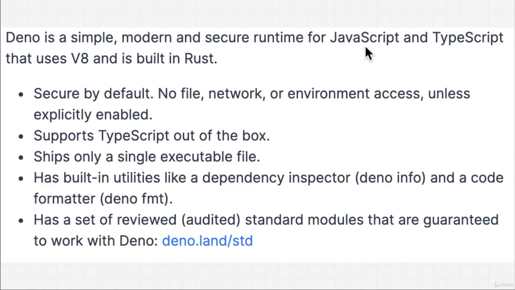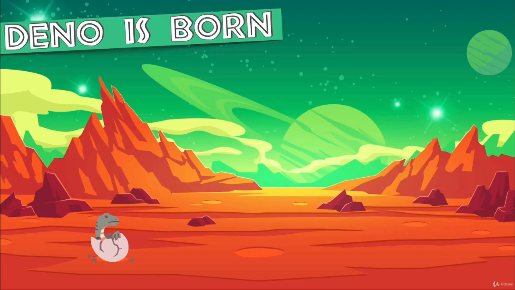But if this caught your eye, secure runtime for JavaScript, then that's a good sign. You're taking this course because you probably already know about Node. Node is a JavaScript runtime, just like Deno is. So why do we need another JavaScript runtime, a place where we can run our JavaScript code? That's actually a good question, because why do we need Deno?